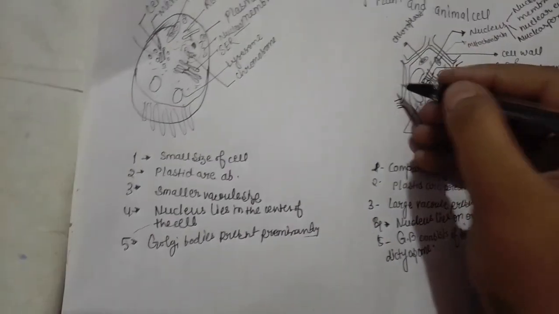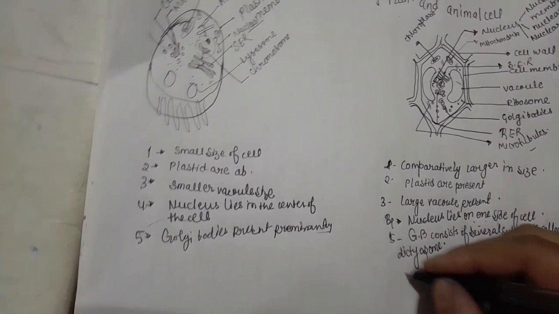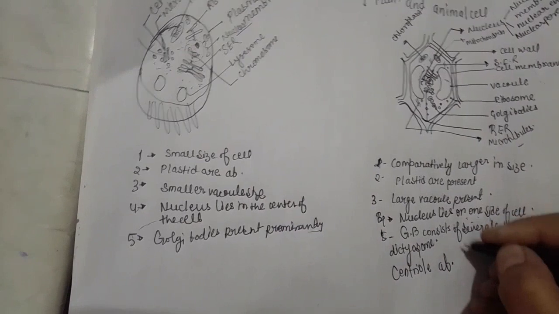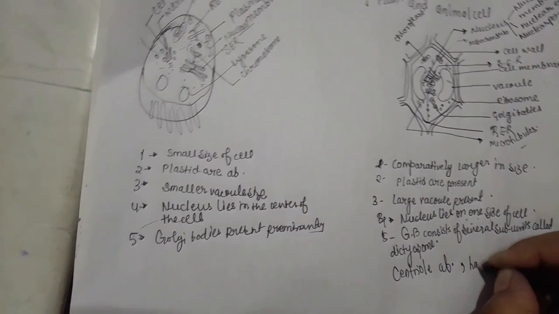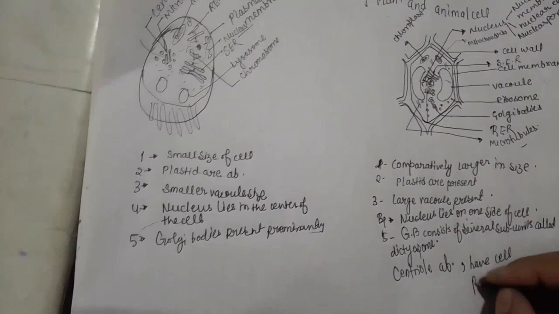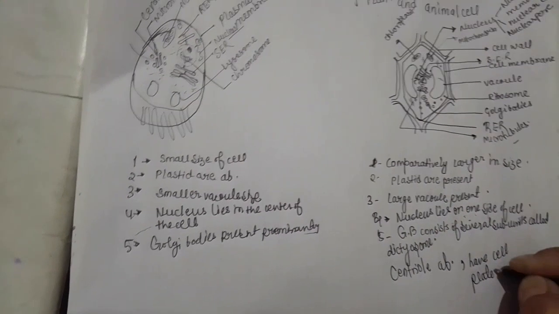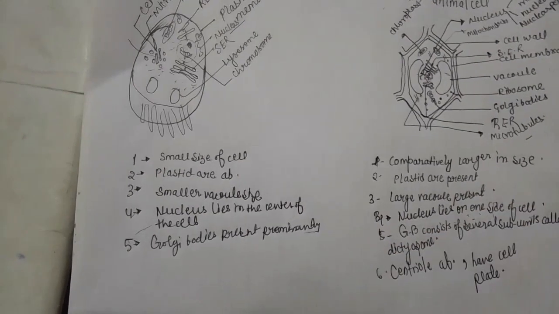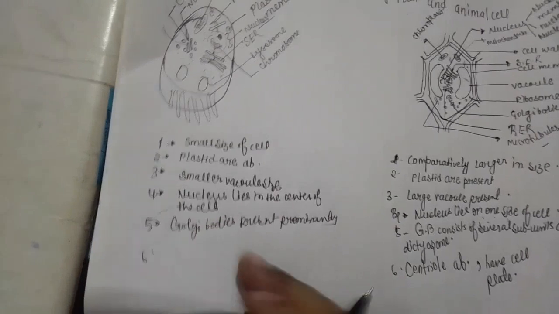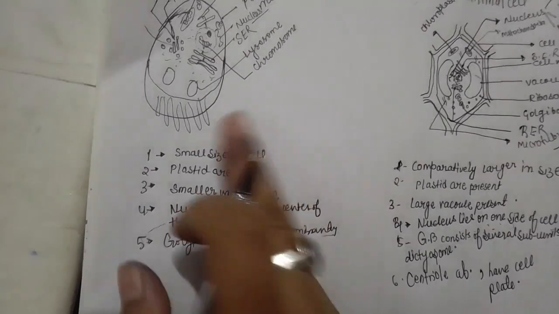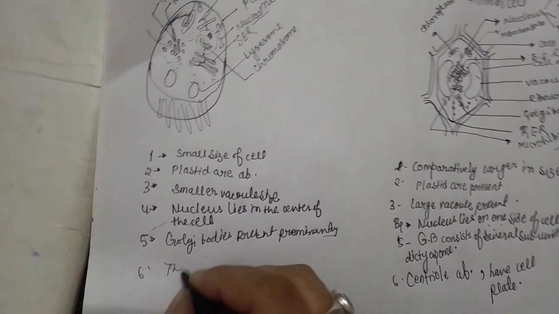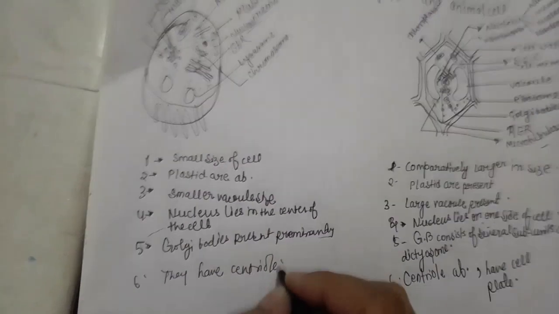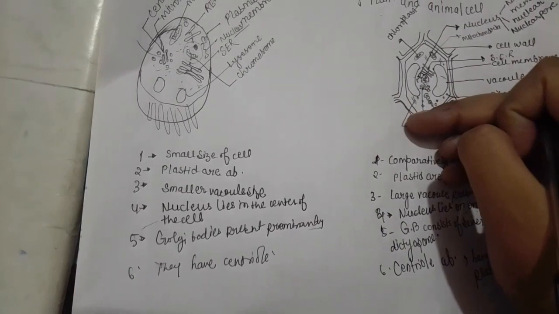So in the case of the plant cell, they lack the centriole. Okay, centriole absent. Instead of centriole, they have a cell plate, and it arises at the time of cell division. Here, that is number 6. And here number 6 is, in the animal cell they have the centriole. So that is all about your plant cell and the animal cell, right?